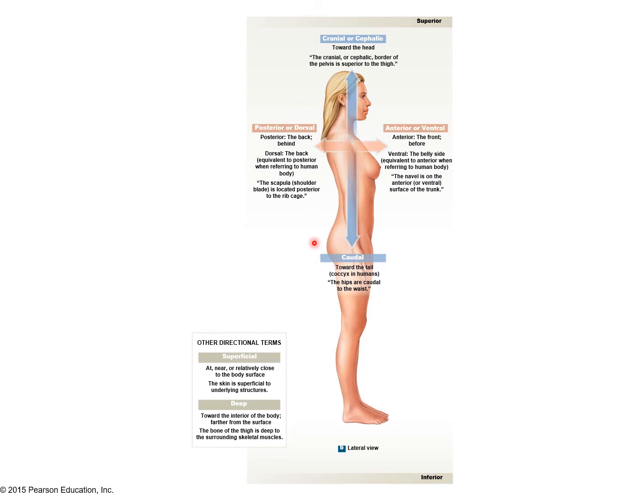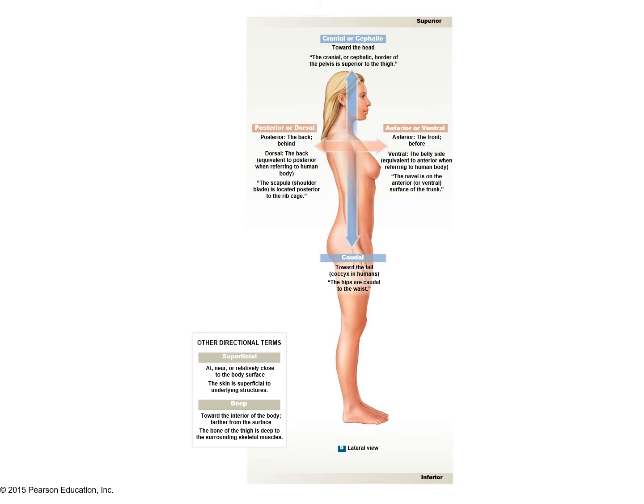And then if you're trying to say you're pointing downwards, away from the head, you would use the term caudal. So you would say, for example, your hips are caudal to your waist, right? Because your hips are further down compared to your waist. So that's cranial, cephalic versus caudal. Whenever you are pointing upwards, you would use the term cephalic. Further down, you would use the term caudal.